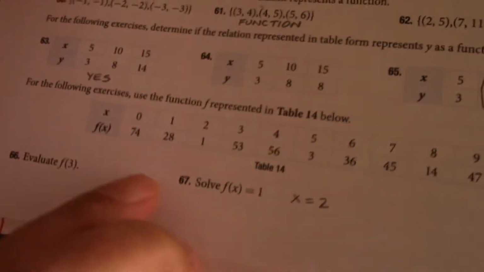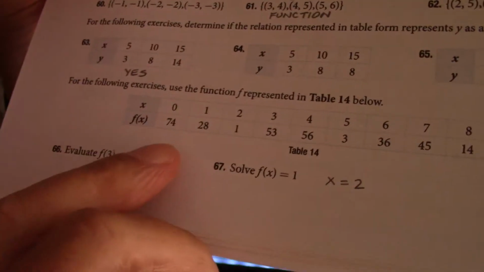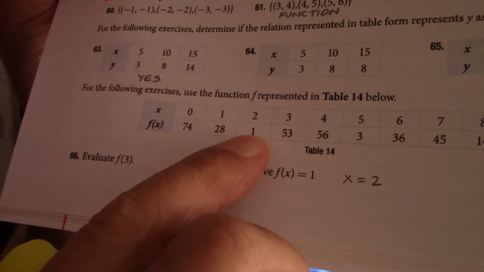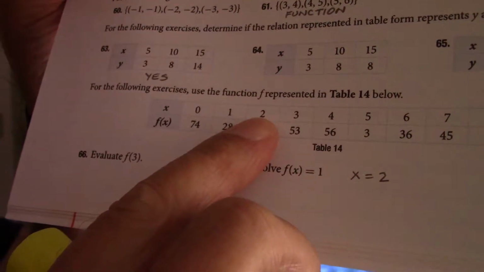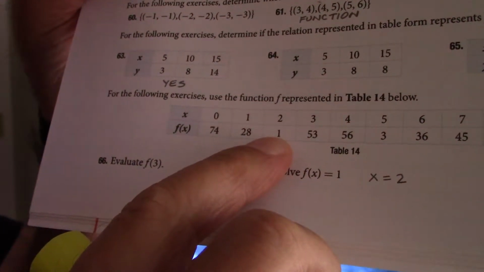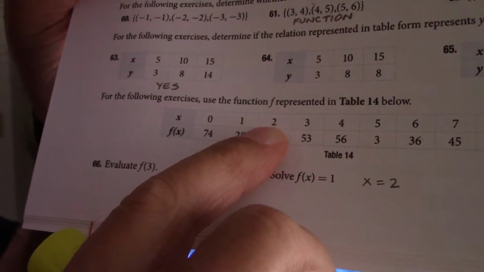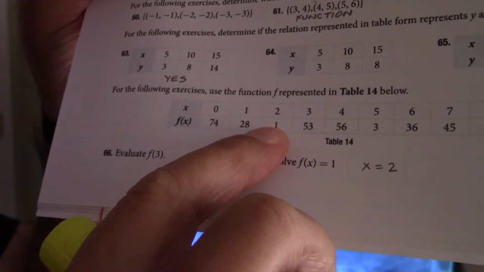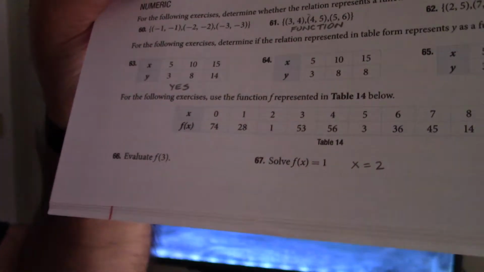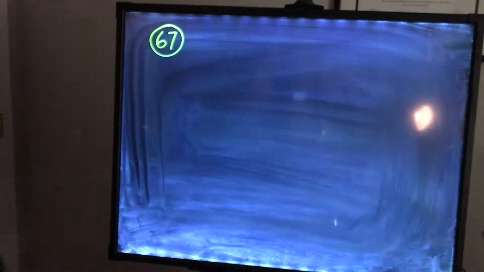If you take a look at the table, where does f of x equal 1? Right there. If you look above, what's x? That's 2. So when f of x equals 1, x equals 2. Another way of putting that is f of 2 equals 1. All right? So there's your answer. x equals 2.